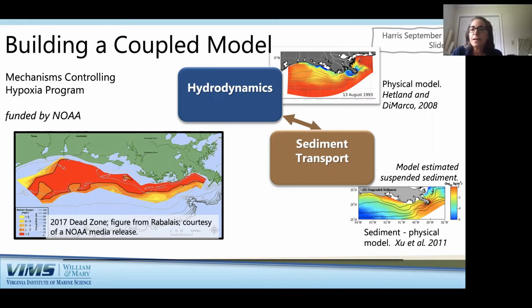So my group started out working on this by developing a sediment transport model that was published by Kevin Hsu in 2011. And we built our sediment transport model from a physical oceanographic model that Rob Hetland had developed. And when we published this, we made some arguments that the area where we have hypoxia tended to be the area where we didn't have very high suspended sediment concentrations, but that we had deposition of sediment.